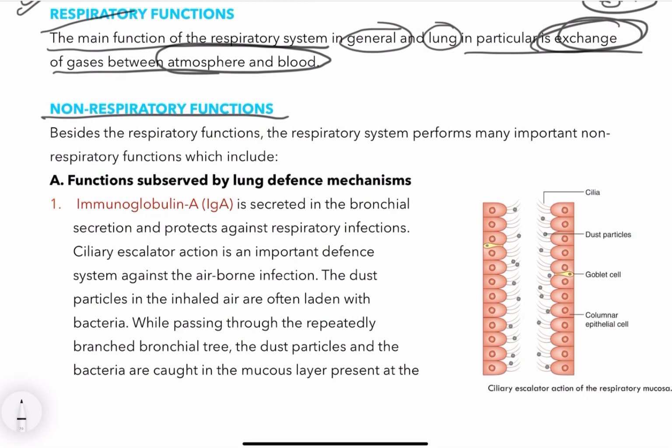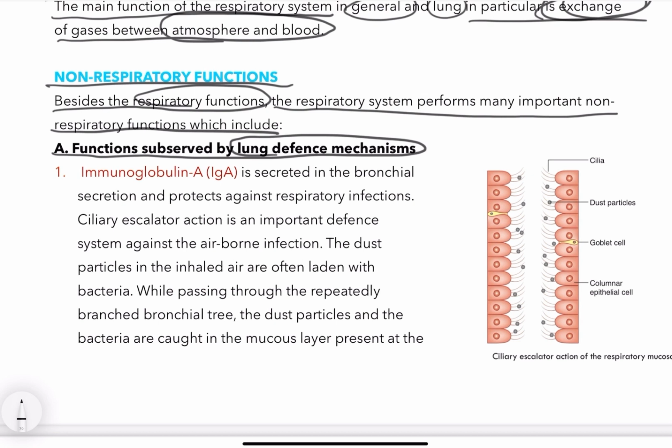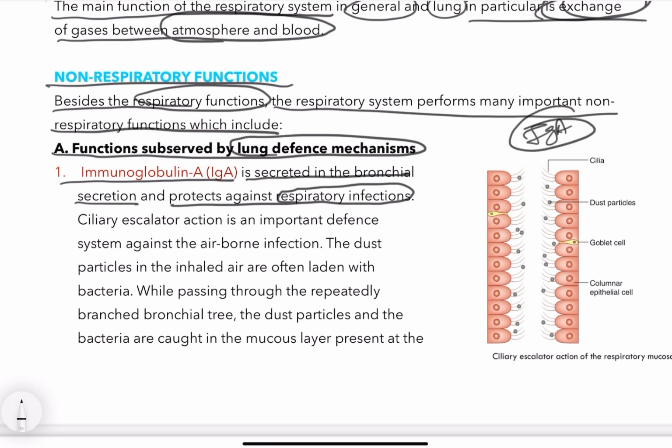Now we will see the non-respiratory functions. Besides the respiratory functions, the respiratory system performs many important non-respiratory functions, which include lung defense mechanisms. The first is lung defense: immunoglobulin A, IgA, is secreted in the bronchial secretions and protects against respiratory infections. So it helps avoid respiratory infections.